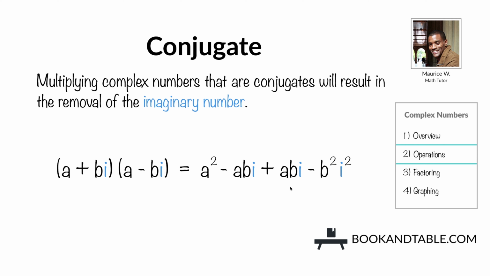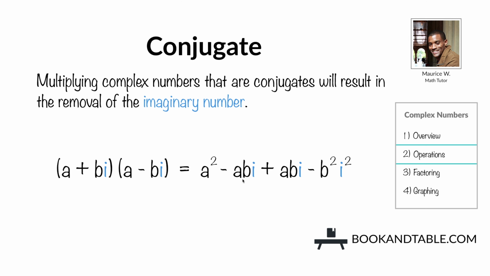Now, why is this important? Multiplying complex numbers that are conjugates will result in the removal of the imaginary number. So when we divide by a complex number, if we multiply the denominator by its conjugate, we'll be able to switch it from a complex number in the denominator to a real number. So if we had a plus bi times a minus bi, you would get a times a, which is a squared. a times negative bi would be negative abi. bi times a would give you plus abi. And bi times negative bi would give you negative b squared i squared.